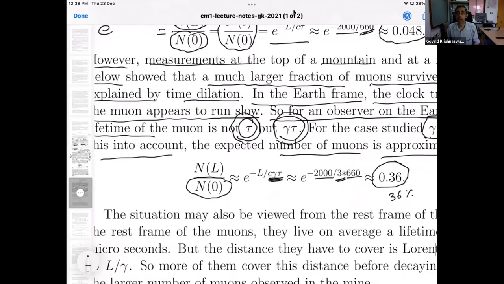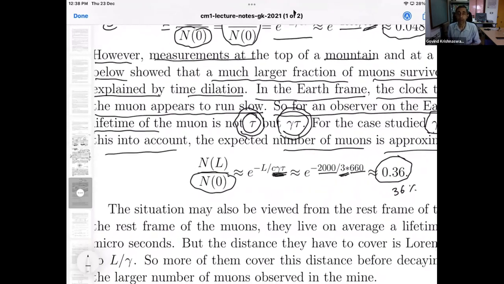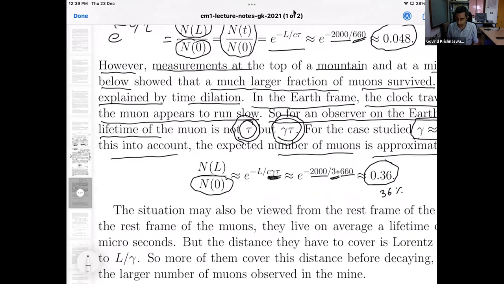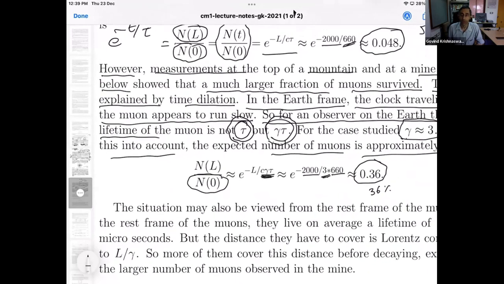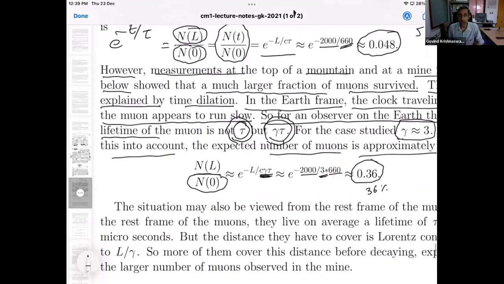So that is one very vivid demonstration of the reality of time dilation and what effect it can have. So moving muons tend to live longer than stationary muons in the lab. Okay, so this now has experimental support.